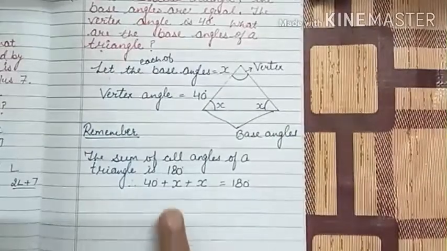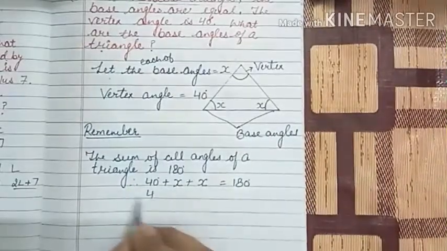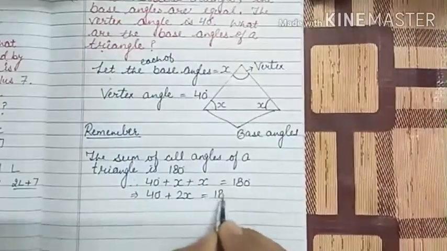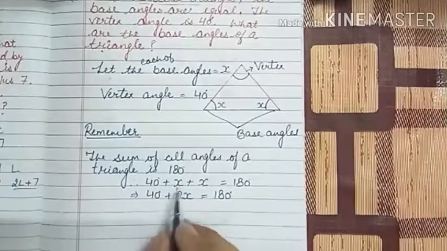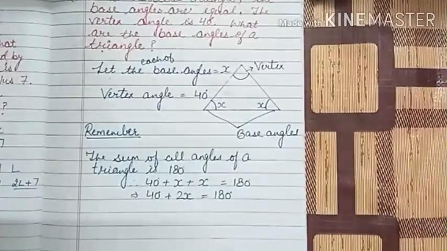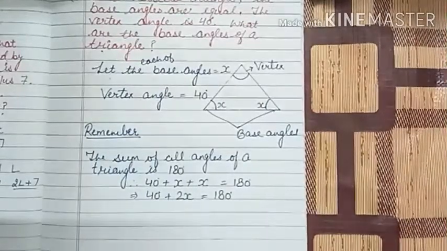So 40 plus x plus x, it will be 2x, equal to 180 degrees. So we add it, 1x, 2x. This is our required equation. Now we will solve it and find the value of x.